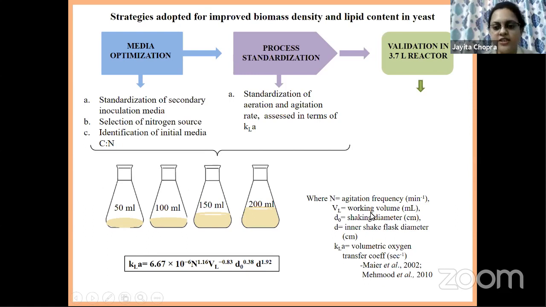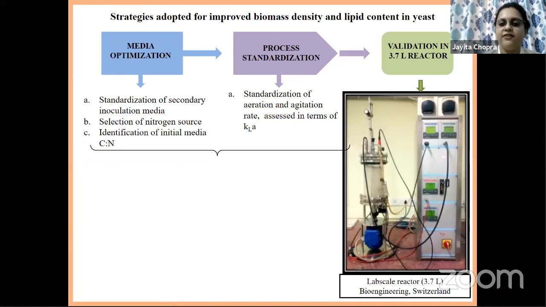where we take into account the agitation frequency, the working volume, the shake flask diameter, and the incubator shaking diameter. All these things were taken into consideration, and the KLA was maximum for the minimal filling, that is the 50 ml flask, and it was around 0.8 per minute. We validated these conditions again in a reactor, where we calculated KLA by the dynamic gassing out method, and we found that it enhanced the biomass density as well as the lipid content.